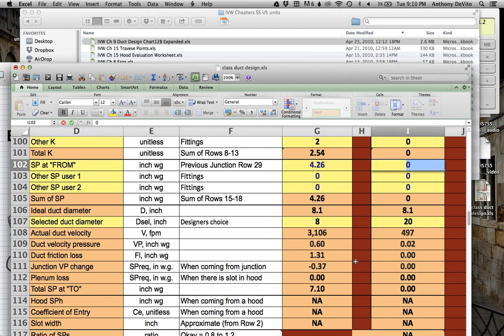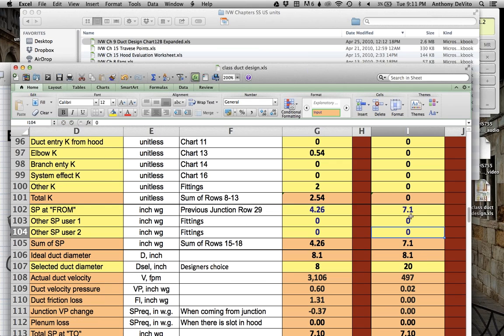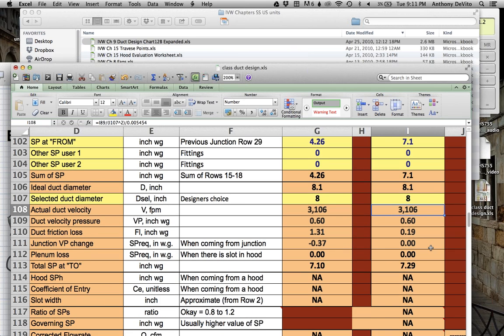Okay. Static pressure from, what's our static pressure at the start of this run? Well, it's what the fan static pressure was, which was 7.1 inches. Our static pressure at the point D, which is the fan suction, was 7.1 inches. And any other static pressure losses? No. And the total sum of the static pressures on that side is 7.1. The ideal duct diameter for the discharge to get 3,000 feet per minute is not surprisingly the same as it was before, because same quantity of air. So we're going to make the stack 8 inches.